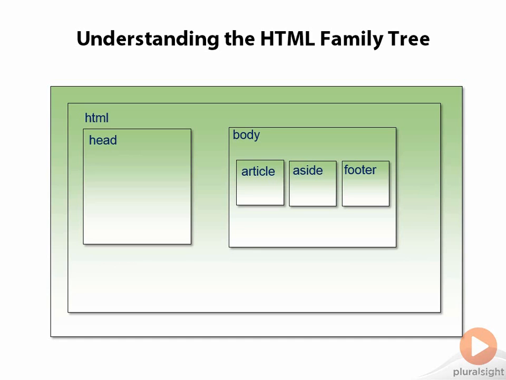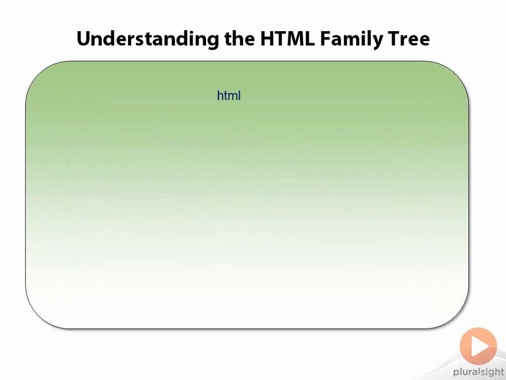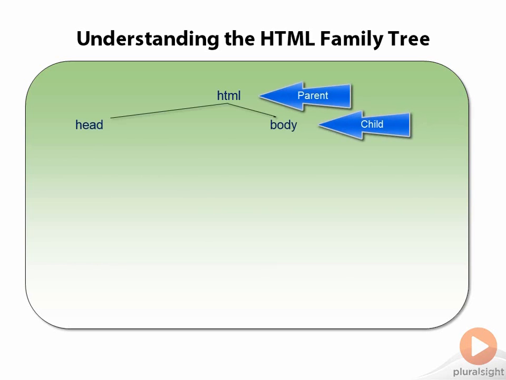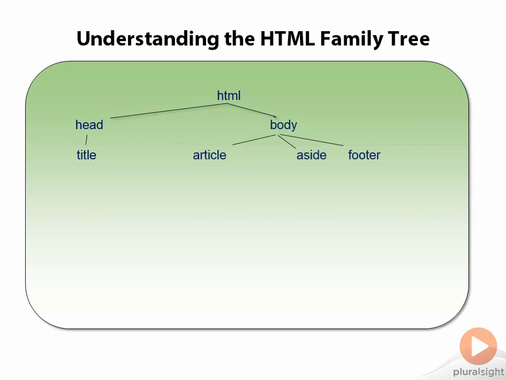Often, it's profitable to turn this nested diagram into a tree diagram that represents the same relationships. We start with the HTML tag. Nested within the HTML tag are the head and the body, but we now show them as descendants. The relationship between HTML and body is parent, the HTML, and child, the body. A child of the head tag is the title tag. The body tag has three children: article, aside, and footer.